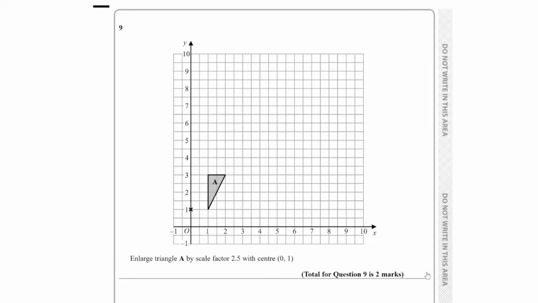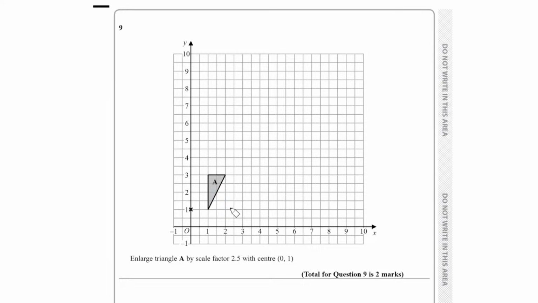Question 9, we've got an enlargement. I think you also had one of these in paper 1, so the ones that you've already had are obviously less likely to come up. So we've got enlarge triangle A by scale factor 2.5 with centre (0, 1), which they've already marked for us. What I tend to do, I know some people draw the lines. I personally don't really like drawing the lines. That's just me though, but you could obviously draw the lines if you want.